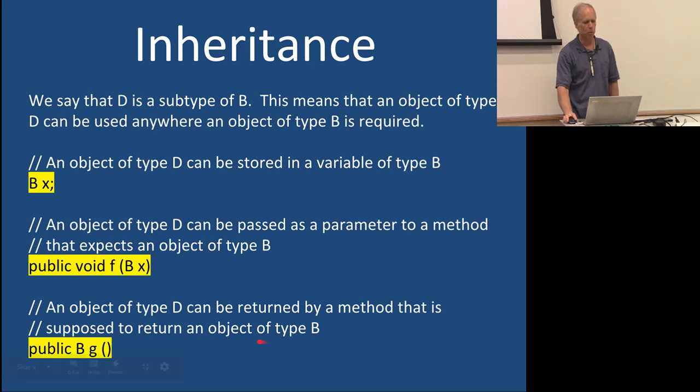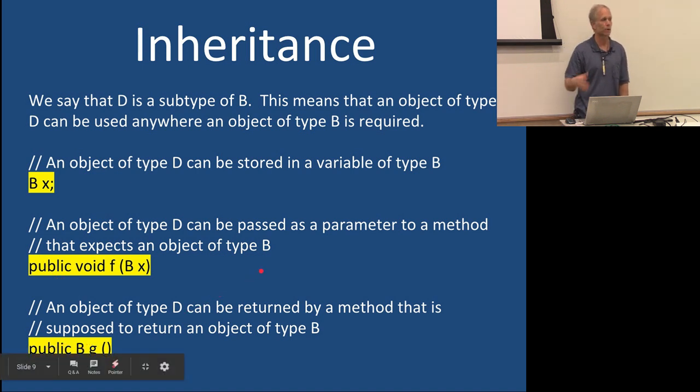So if you have a variable of type B, you can store a variable of type D into that variable. You can store an object of type D into X. If you have a method that expects an object of type B, you can pass a D object to it. If you have a method that's supposed to return a B object, you can return a D object.